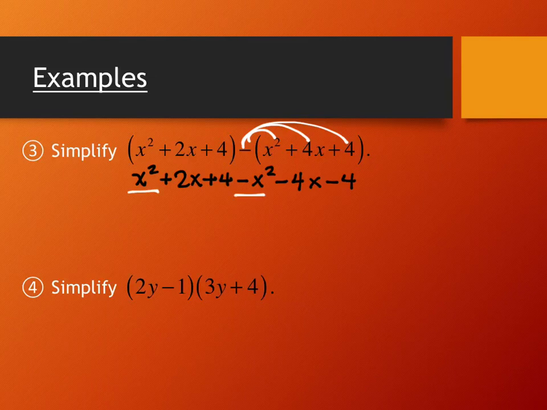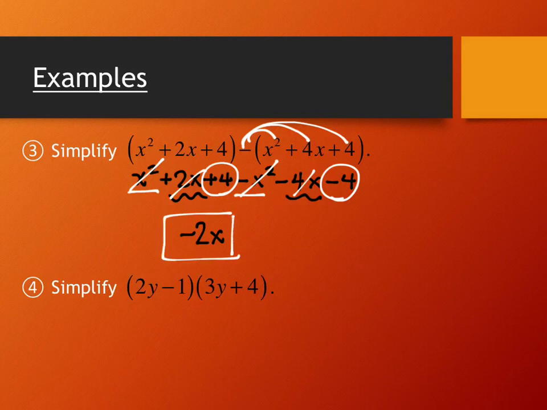Combining like terms, we notice that the x squared and the negative x squared cancel out to 0. We have our 2x and our -4x for a -2x. And then we have +4 and -4, which also add to 0, leaving us with a result of -2x.